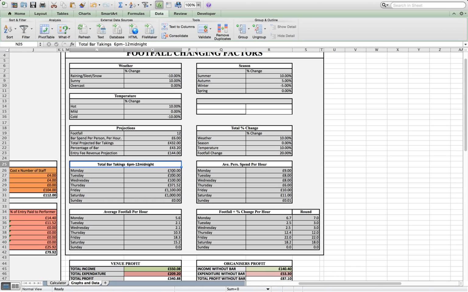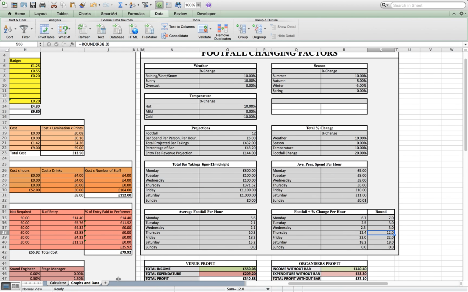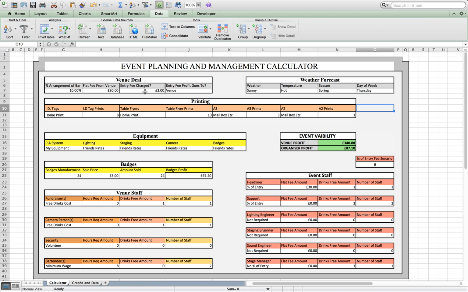So in this situation, we've got £300 divided by 6 divided by 9 equals 5.6. Or on the Thursday, which is the day that we're talking about, 10.3. Now with a 20% increase, we take the 10.3 times the 20% increase, and we come up with a number of 12.4, which, if rounded, comes to 12. So that gives us the amount on the door, which is £2 on the door.